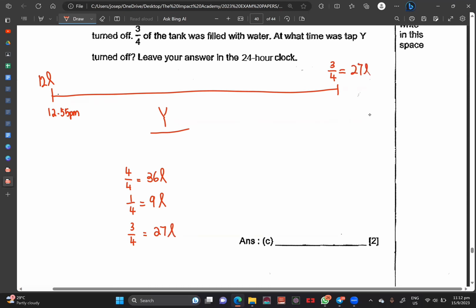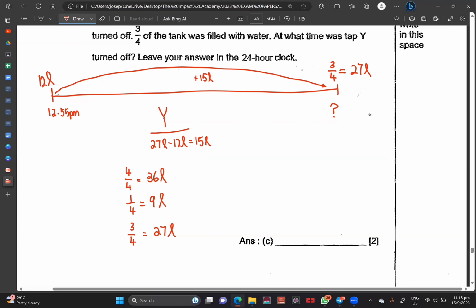Oh, wow. Why is there a jump? Of course, because Y is contributing. How much is that jump? That jump is 27 liters minus 12 liters. So when I do 27 minus 12, I get 15 liters. What is this 15 liters? This is plus 15 liters. This is the amount of water that is going into the tank from 12:55 to an unknown time, which is what I'm trying to find.